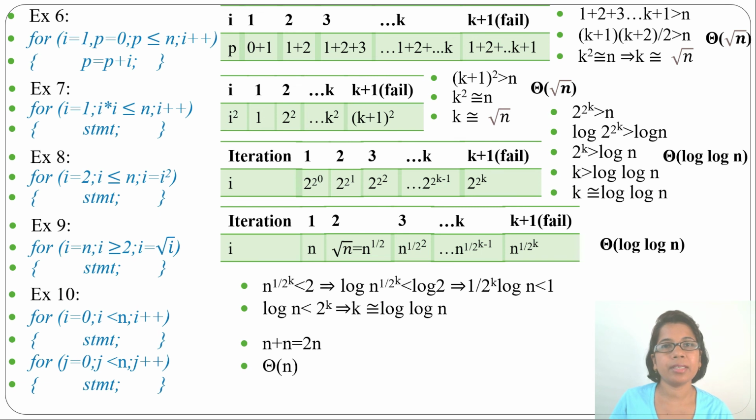In the next lecture, I'll discuss some more examples of multiple for loops. It may be nested, may be dependent, may be independent.